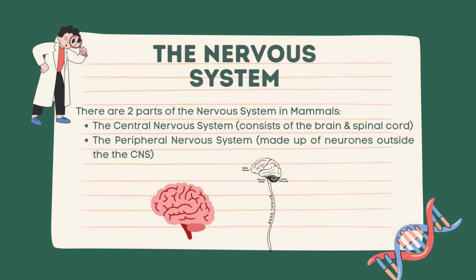The human nervous system allows us to make sense of our surroundings, respond to changes, coordinate and regulate body functions. So there are two parts of the nervous system in mammals: the central nervous system and the peripheral nervous system. The central nervous system consists of the brain and the spinal cord, whereas the peripheral nervous system is made up of all the neurons outside the CNS.